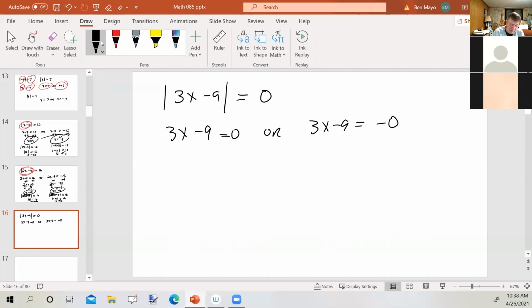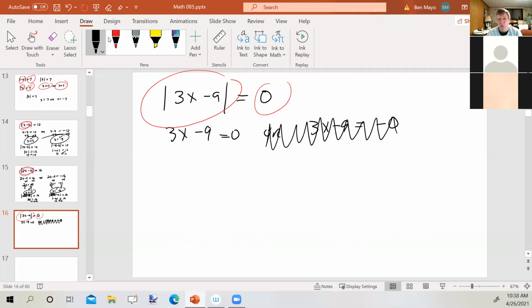So in the case where we have an absolute value equal to 0, we really only need the one equation, because both equations will ultimately be the same with the same solution. So here, I'm going to add 9 to both sides. 3x equals 9. Divide by 3, x equals 3.